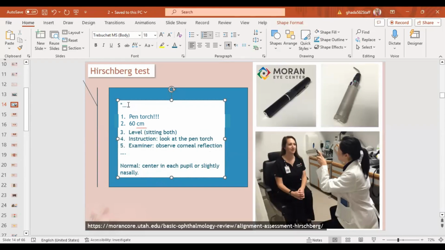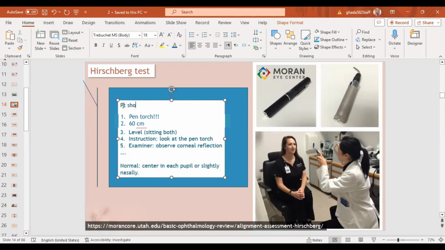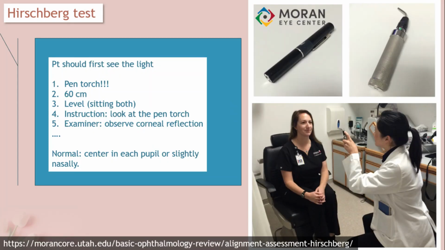As you can see here, there is an additional optional point. In order for the patient to look at the pen torch, the patient should have vision. So here, the patient should first see the light. If you imagine a patient with no light perception in both eyes, we can't do this Hirschberg test. Nobody would be interested in doing a Hirschberg test in such a patient anyway.